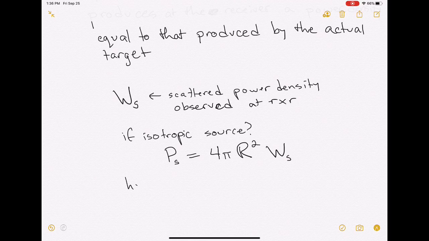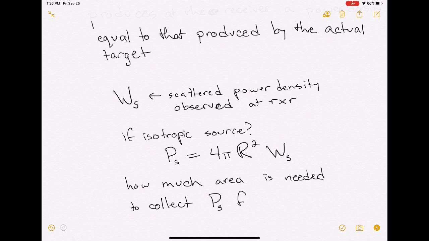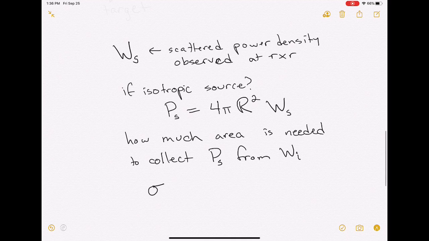Then, how much area is needed to collect that much power from the power density that was incident on the target. Like that.